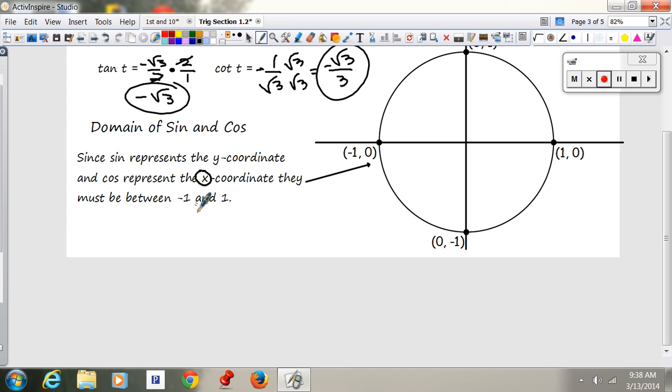So your sine and your cosine, whenever you put them into your calculator, will always be between 1 and -1. You can't have anything higher or lower than that, because that's how far you could go on your unit circle. So that's the domain of sine and cosine.